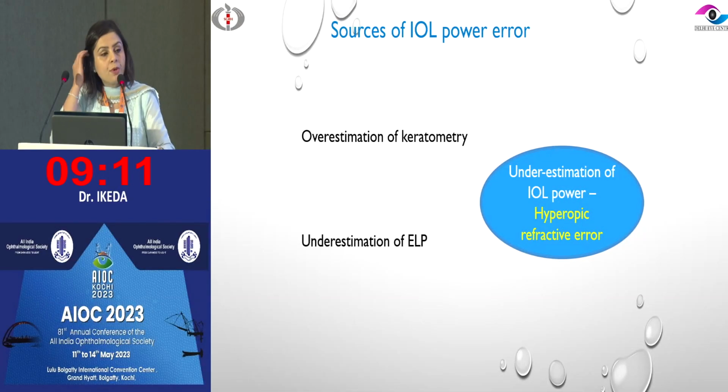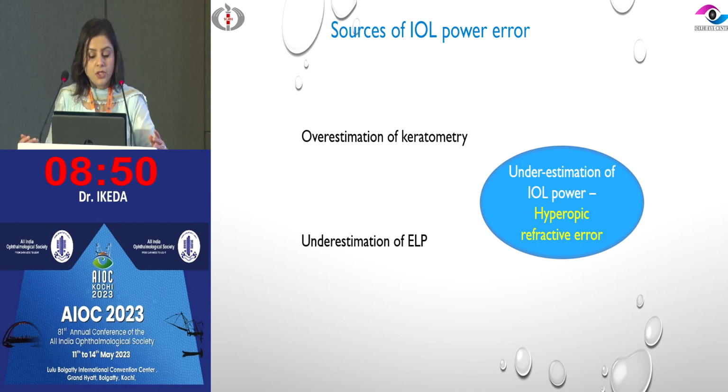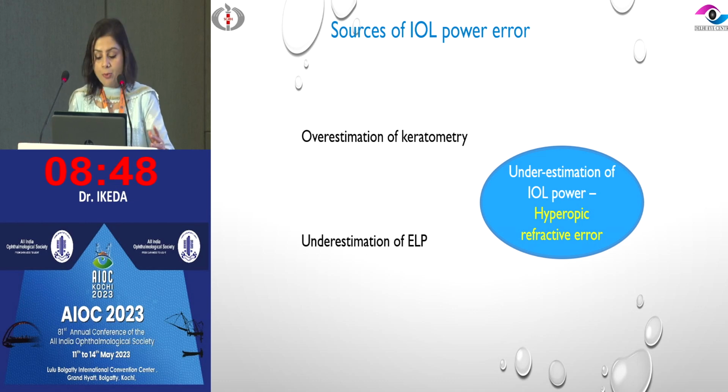What really happens when we are planning an IOL power in these cases is that we have overestimation of the keratometry, because a lot of keratometers as well as topographers measure the values in a 4 millimeter zone, and here we have a very small central zone. As a result, we end up overestimating the keratometry, and third generation formulas would lead to underestimation of the effective lens position, and we would land up in a hyperopic refractive error.